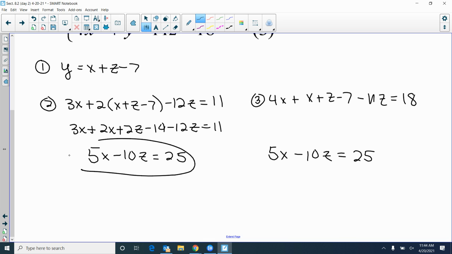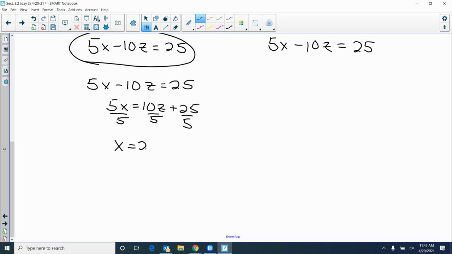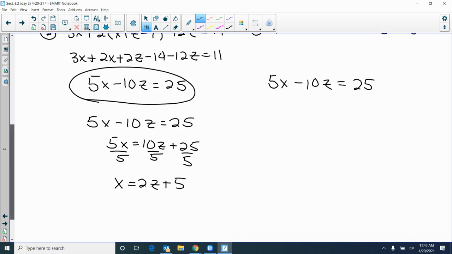Take this right here, because they're both the same. Find what x equals. Isolate x. 5x minus 10z equals 25. So that means 5x equals 10z plus 25. Divide everything by 5. That means x equals 2z plus 5. Okay, x equals 2z plus 5. So if you give me a z value, I can figure out what x is.